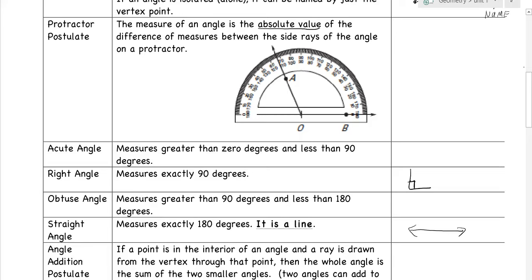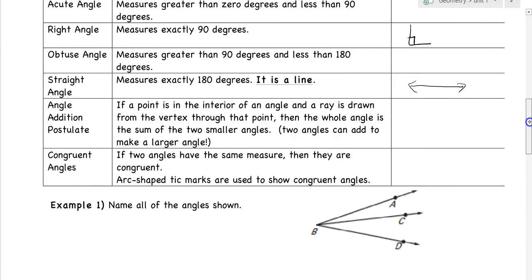1, 2, 3, 4 big types of angles. We are definitely going to use right angles and straight angles a ton. We often chop those angles up into pieces. So sometimes we talk about the acute piece and the obtuse piece, or the acute piece and the other acute piece.